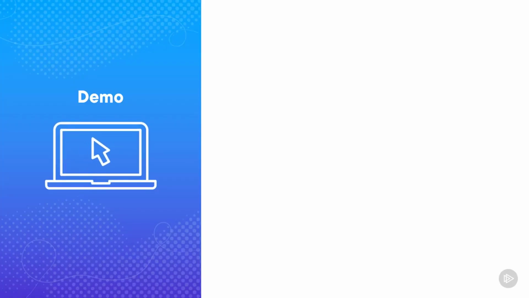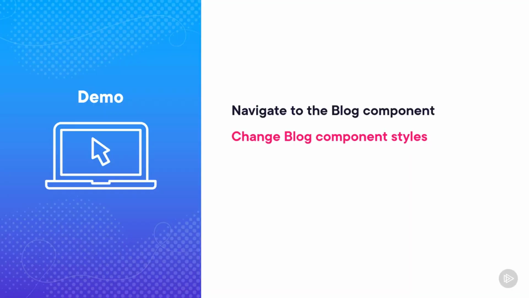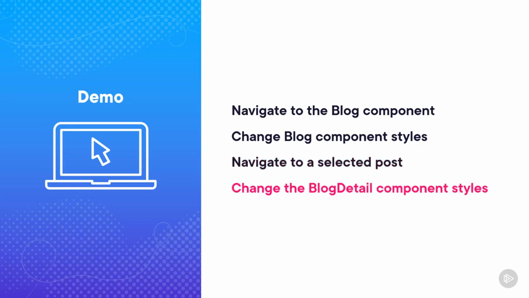In this clip, we will demo the app and look at the blog. First, we will navigate to the blog component. Then we will change the styles we applied to the blog component so we can understand what these styles do. After that, we will select the blog post so we can navigate to the blog detail page. Then we will change some of the styles applied to the blog detail component to see what effect they have.